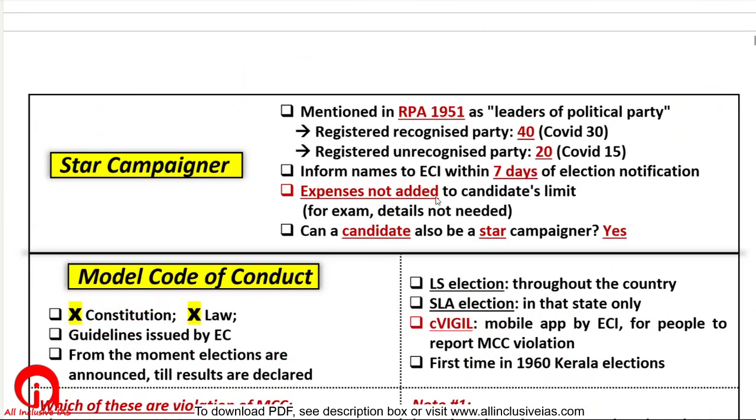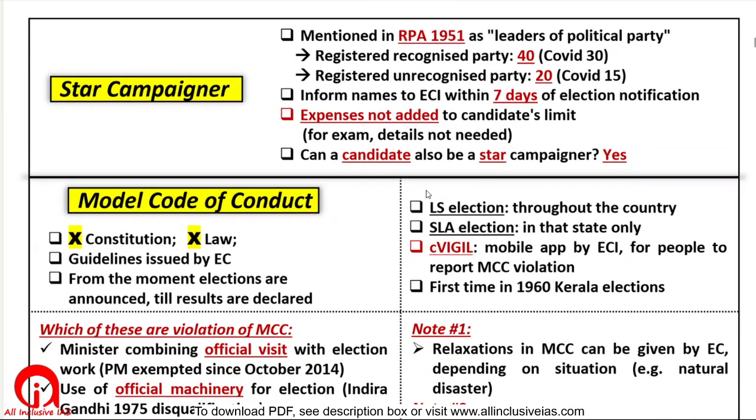Star campaigner. Right now there was this campaigning for the West Bengal elections, right? So central leaders like Modi ji, Amit Shah ji were campaigning, but they are not fighting the election. They are not a candidate to become MLA anywhere, right? Still they are going to do the campaigning. So these are star campaigners.